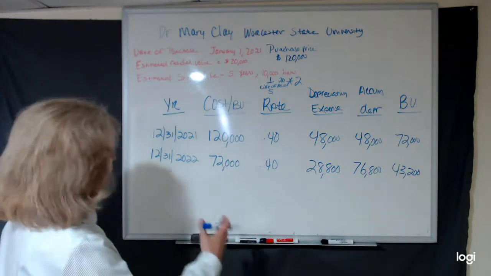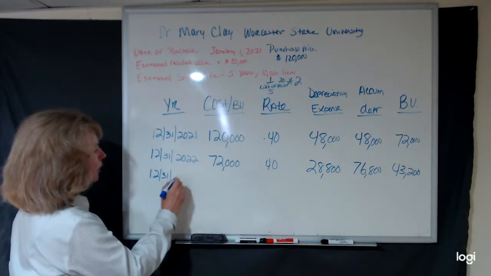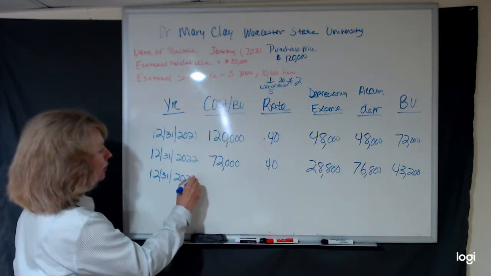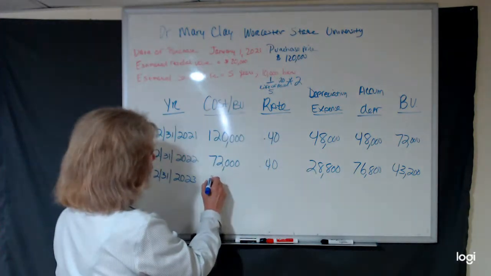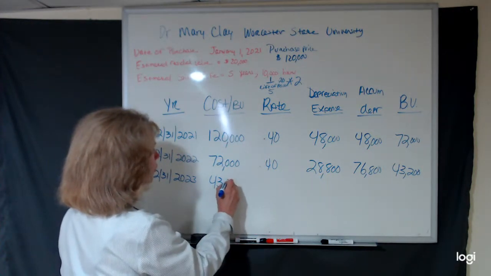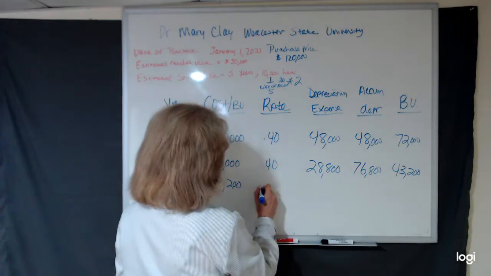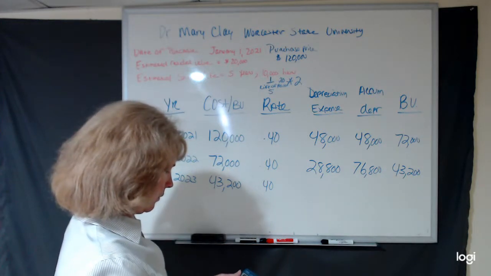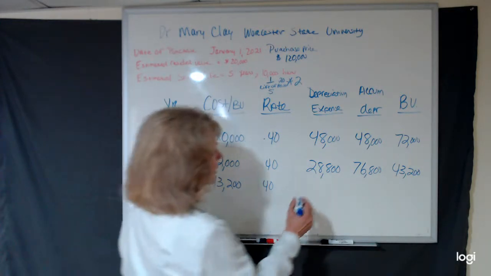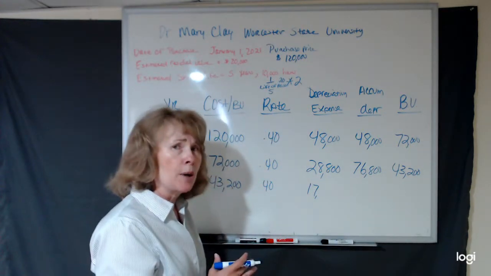I'm going to flow down. I go to the next layer, which is 12/31/2023. And I take my book value from the prior period, $43,200. I multiply it by the rate, 0.40, and I get $17,280.